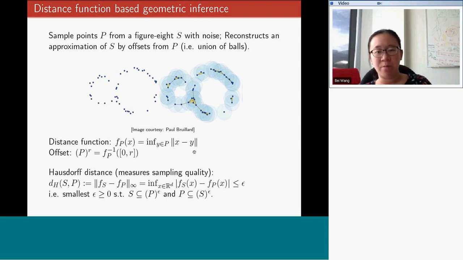Next we describe the differences between the sample and the underlying object. A way to measure sample quality, and one of the typical measures, is the Hausdorff distance, which is basically defined as the supremum of the difference between the distance function with respect to the point cloud and the distance function with respect to the object itself. Another way to understand Hausdorff distance is the following: at maximum distance epsilon, the object is included in an epsilon fattening of the point cloud, and the point cloud is included in the epsilon fattening of the object itself.